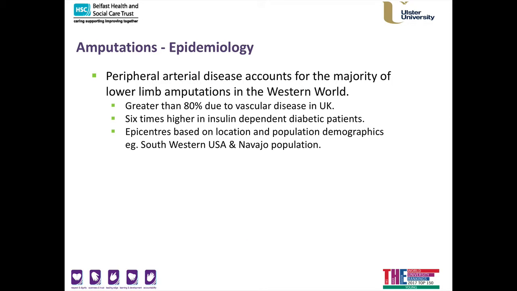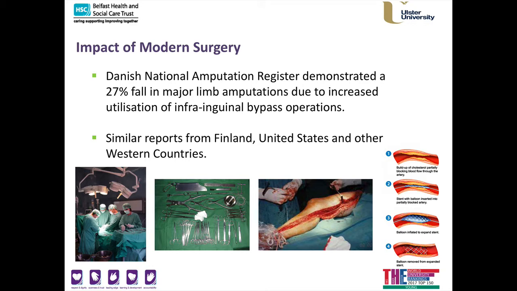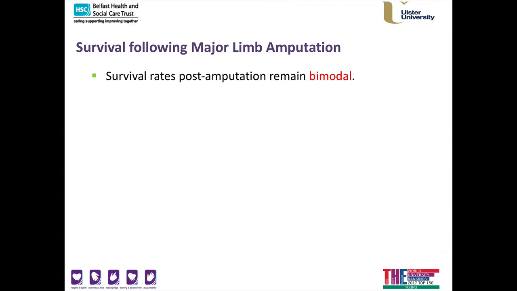So when we look at amputations, well, peripheral arterial disease really accounts for the majority of lower limb amputations, particularly in the Western world. It's 6 times more prevalent if you've got diabetes, and there are epicenters, particularly where I used to work in the Mayo Clinic in Phoenix. 70% of all lower limb prosthetic referrals are really related to a vascular mechanism for the initial amputation itself. When we look at some European data, there are modern advancements in surgery, and I believe particularly in best medical therapy, has caused a reduction in major limb amputations, and this has been reported in other Western countries.